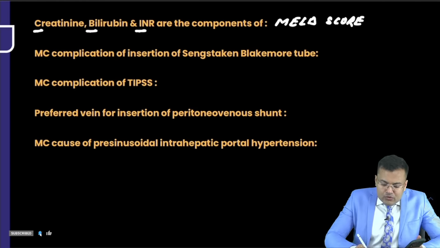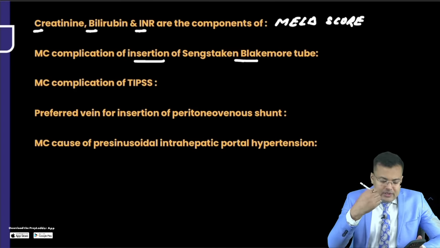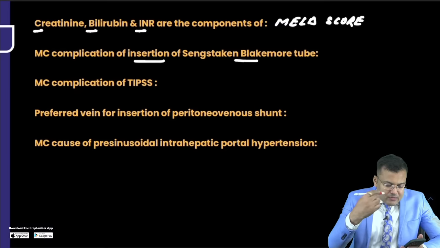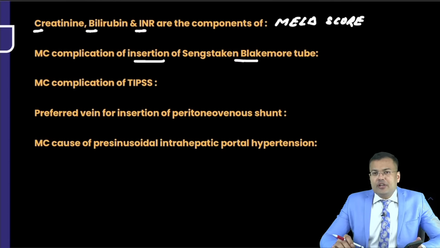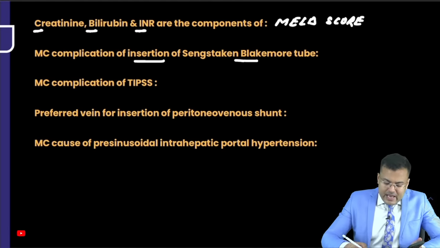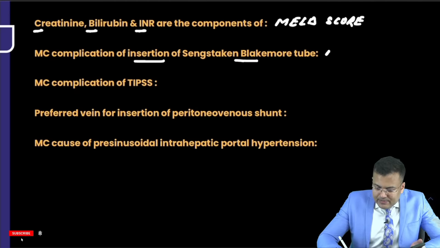Next question. Tell me, guys, the most common complication of insertion of Sengstaken-Blakemore tube. Deepak Sahu, first person to reply. Very good. Yes, majority of you are correct. It is aspiration. Next question.